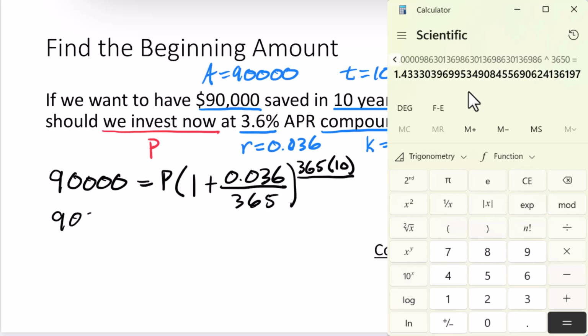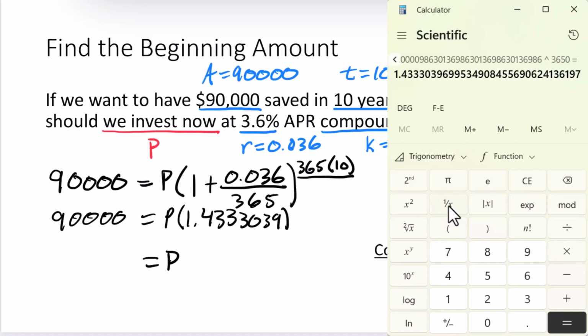So I have 90,000 equals P times 1.433339. And make sure you always keep at least 6 decimal places so that you don't get significant rounding errors. So my last step is to find out what P is by dividing both sides by this decimal. And you can use the reciprocal button, which will figure out what 1 divided by the decimal is, and then multiply that by 90,000. And that's the same thing as dividing 90,000 by the decimal.